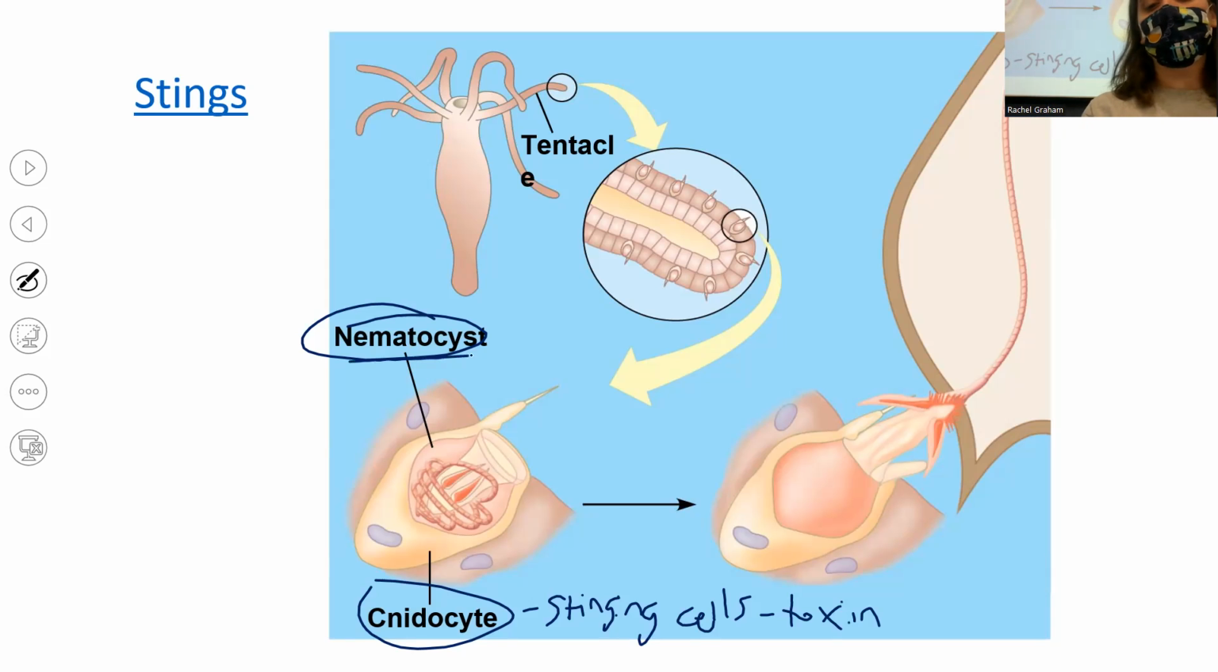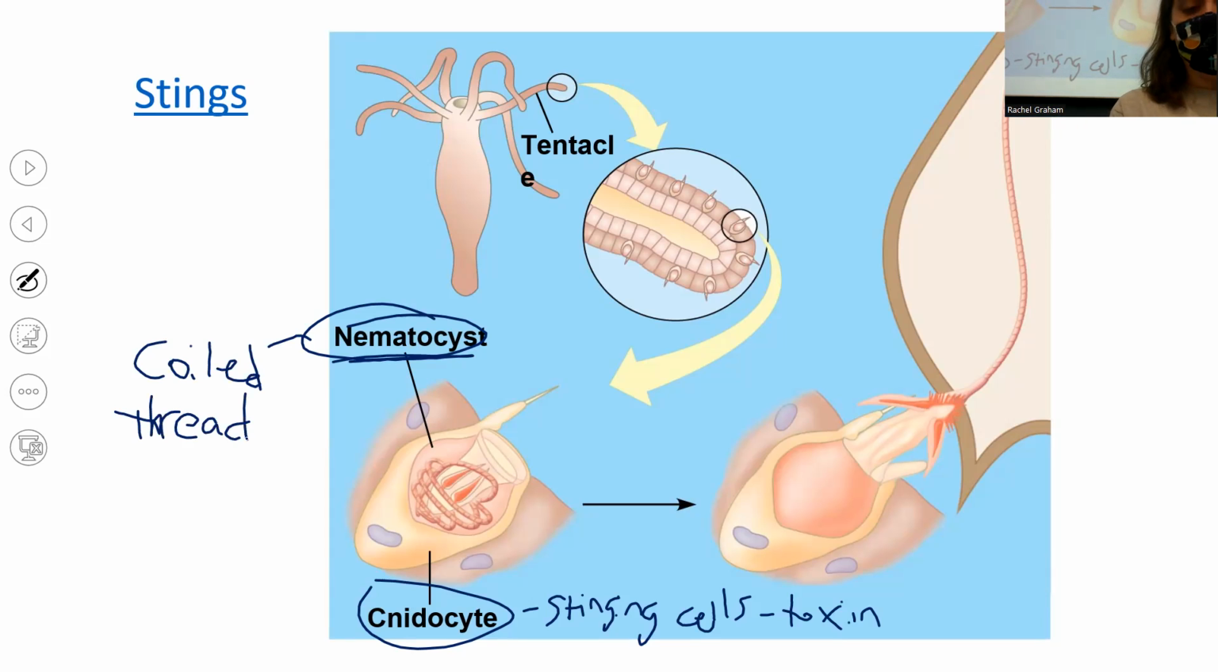Within the cnidocyte, then there are these specialized nematocysts. These have, like you can see here, a coiled thread. Ooh, that's supposed to say threaded. A coiled thread with a barb on the end. It's actually barbed throughout. So this is what causes the pain. It's a poison and an actual physical barbed thread going into your skin.